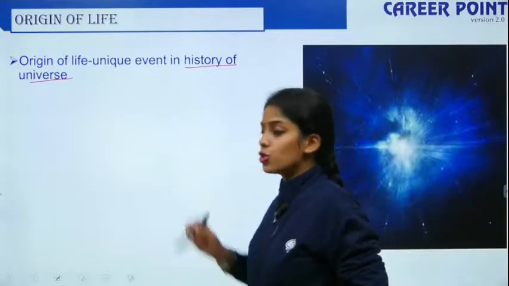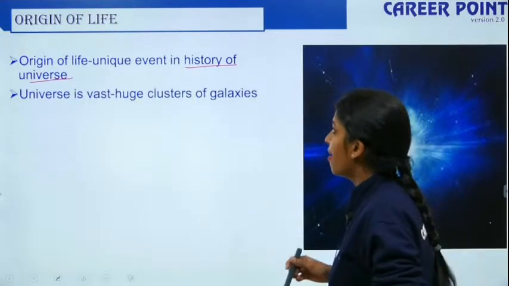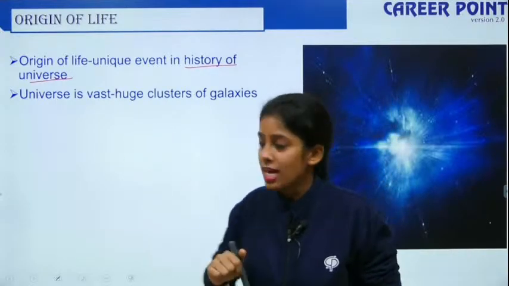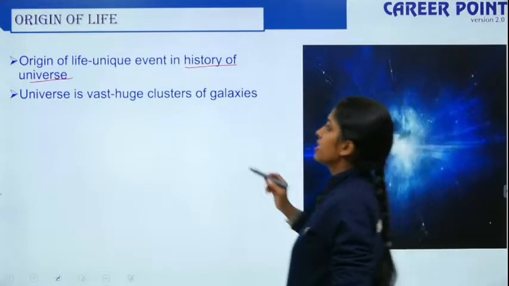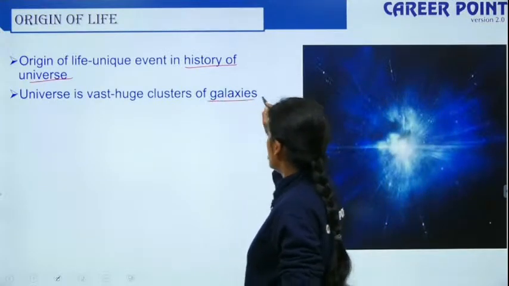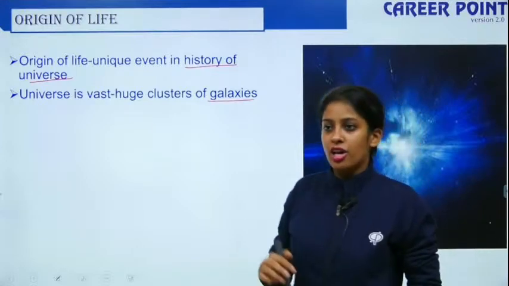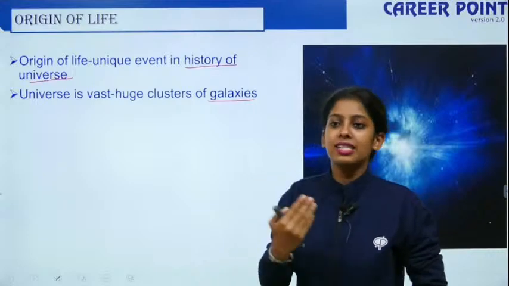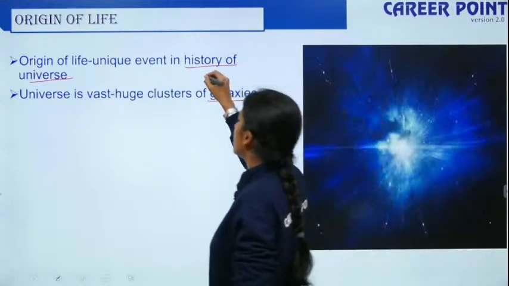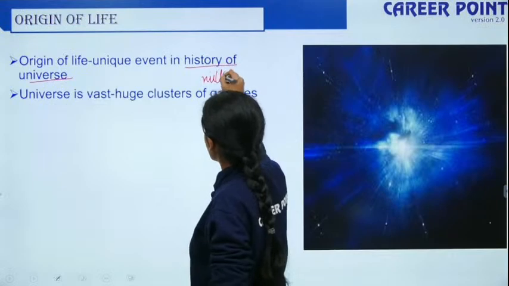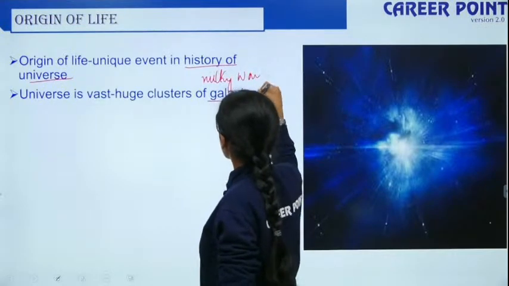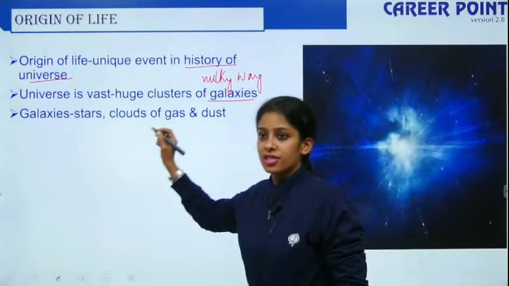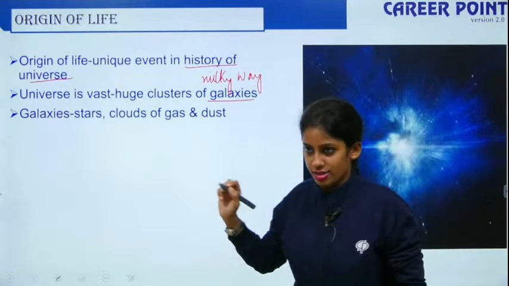Right. So how did it all start? So how did it happen? So first you had space. So space had galaxies, right? Okay, so universe is a vast cluster of galaxies. So we have a universe, right? So the entire space is a universe. So we had galaxies there. So the galaxy that we live in is called the Milky Way galaxy. Right? Okay, so the galaxies consist of stars, clouds of gas and dust, right?